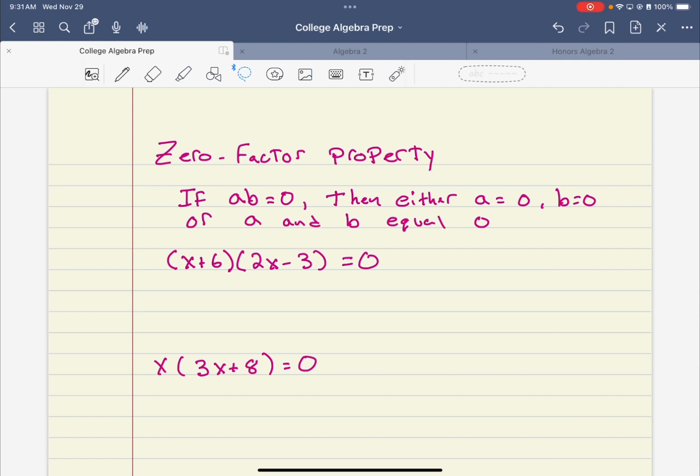Essentially it says if you have a times b equals 0, then either a is equal to 0, b is equal to 0, or both a and b are equal to 0. It's called the zero product property. And a and b are just variables or sets of variables: x, y, 3x plus 2 times 2x plus 4, whatever. But we call it the zero factor property or the zero product property, depending on which textbook you're looking at.